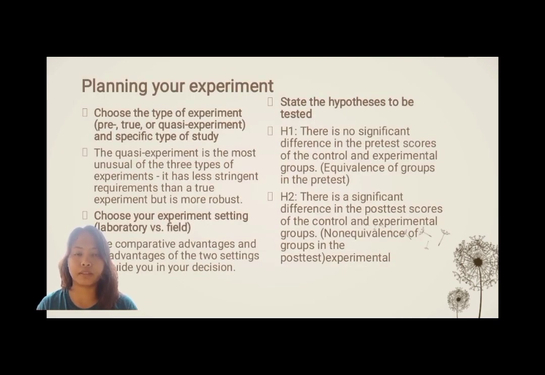Planning your experiment. Choose the type of experiment: true or quasi-experiment, the specific type of study. Quasi-experiment is the most unusual of the three types of experiment. It has less stringent requirements than a true experiment but is more robust. It is most commonly used in communication and media research, as well as in other fields such as psychology and sociology.